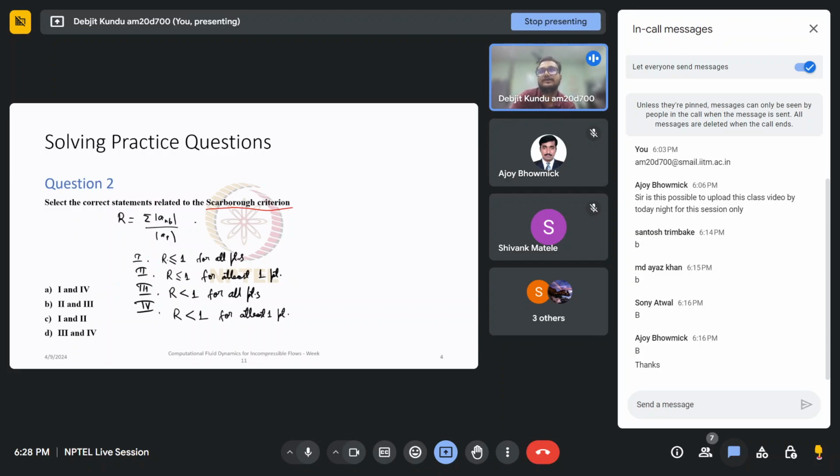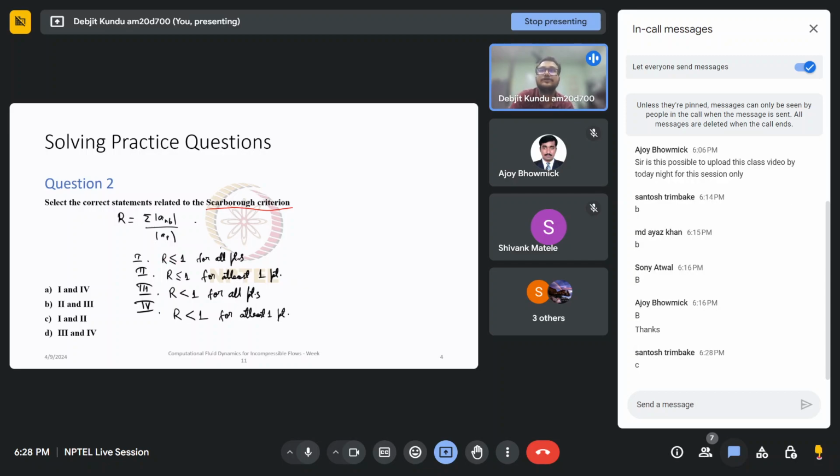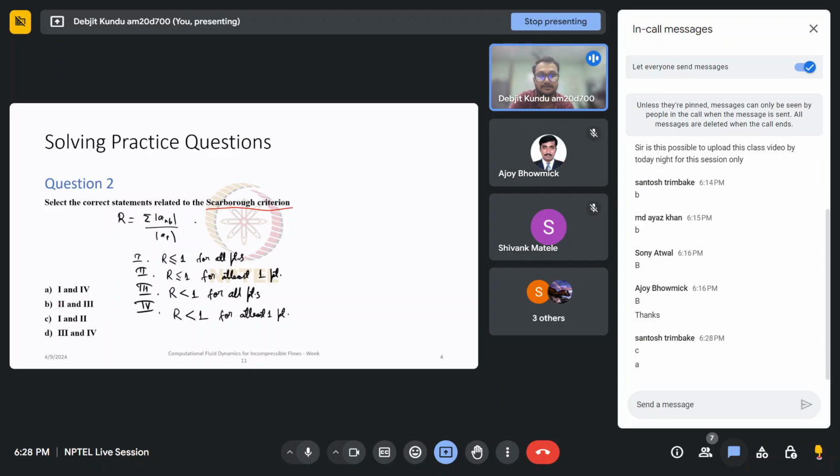Is it option 1 that r less than equal to 1 for all points? Option 2, r less than equal to 1 for at least 1 point. Option 3, r less than 1 for all points. And option 4, r less than 1 for at least 1 point. So there are these 4 statements which I read out, and there are different combinations in the 4 options here. So option A is 1 and 4, option B is 2 and 3, option C is 1 and 2, and option D is 3 and 4. So you'll have to pick the correct combination from here.